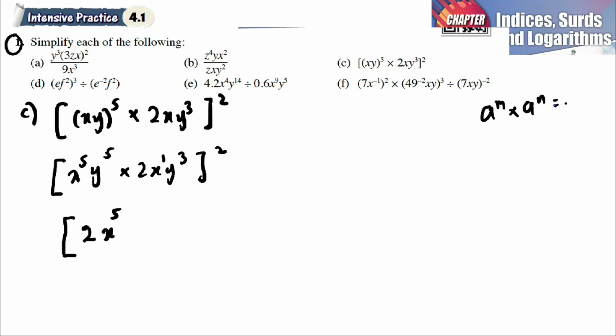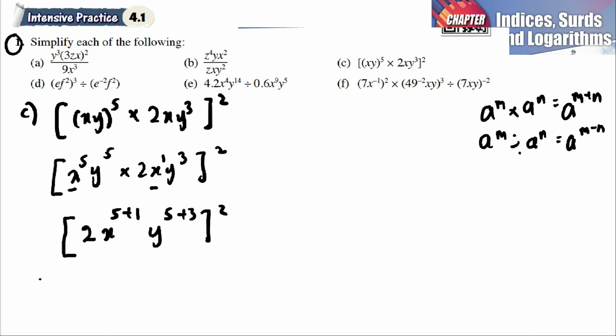So what we do here: a^m times a^n is equal to a^(m+n), and a^m divided by a^n is equal to a^(m-n). So we see here this one is multiply, right? So x and x here, we need to add up the power, 5 plus 1. And then here we have y power of 5. When we multiply with the same unknown, we have to add up the power, 5 plus 3. So here we have 2x^6, y^8 squared.